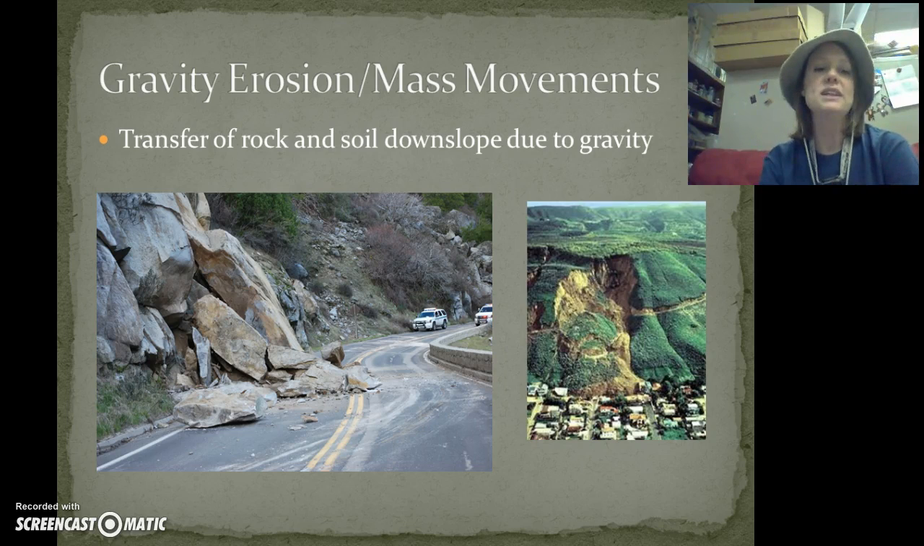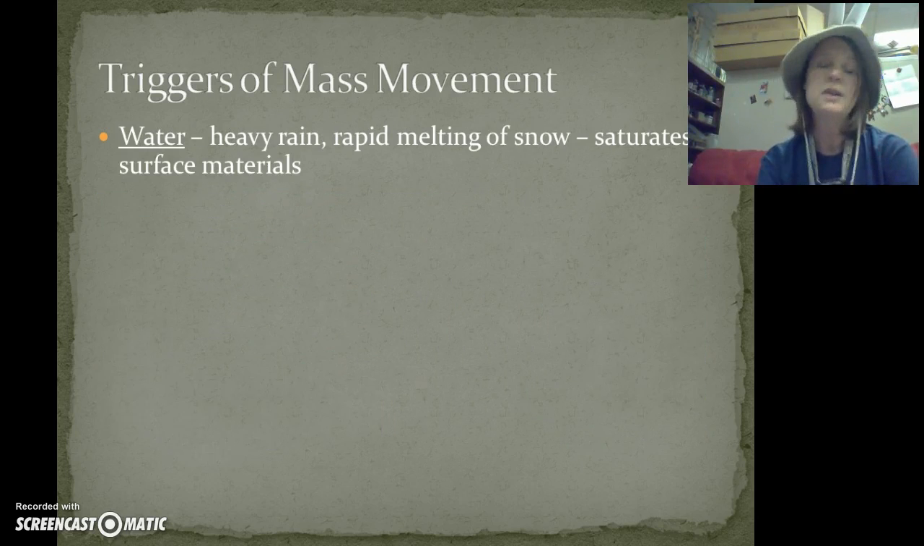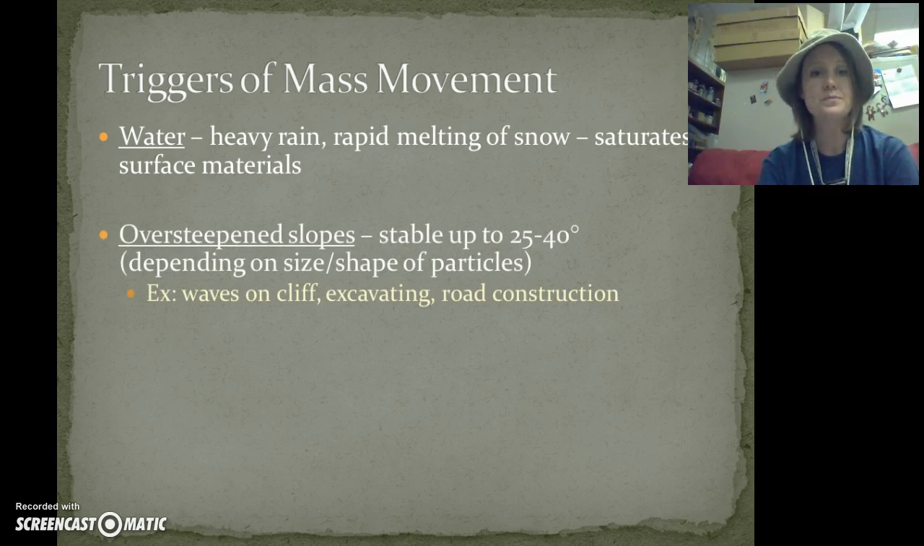Alright, so let's move on to our last type of erosion, which is due to gravity. We also call these mass movements, but it's just the movement of either rocks or even soil downslope due to gravity. So you can see we've got rocks here on the left and then soil here on the right. They can cause quite a bit of damage. Some of the things that trigger these mass movements: anytime you have heavy rain or rapid melting of snow, you're going to add a lot of water. That water soaks into the surface, it's heavy, and gravity is going to cause it to fall.